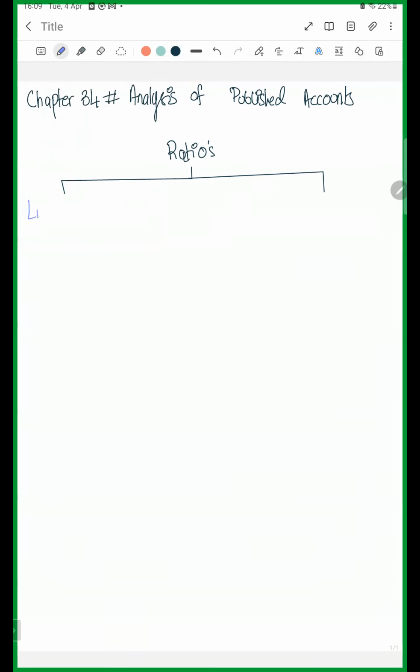Liquidity ratios. Do you know what liquidity means? No, my son. Okay. And profitability ratios.